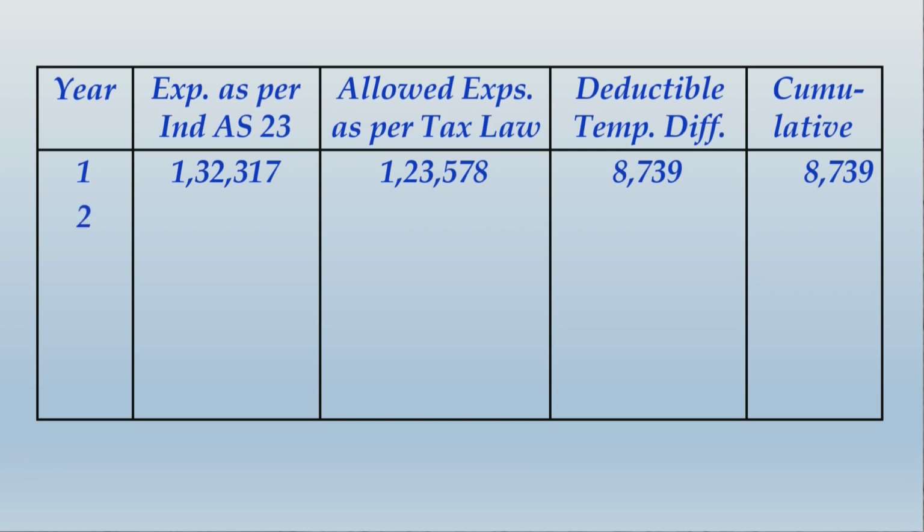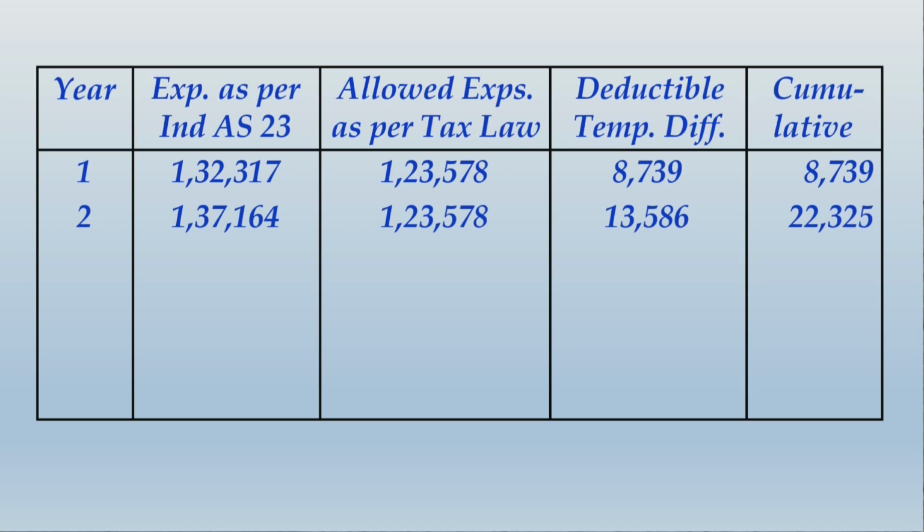Similarly, we go for the second year. Expense as per Ind AS 23 will be 1,37,164, and expense allowed as per tax law is again 1,23,578. We find the same type of difference. So there is increase in the deductible temporary difference by 13,586.